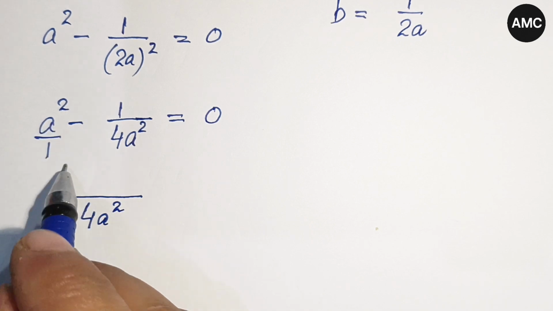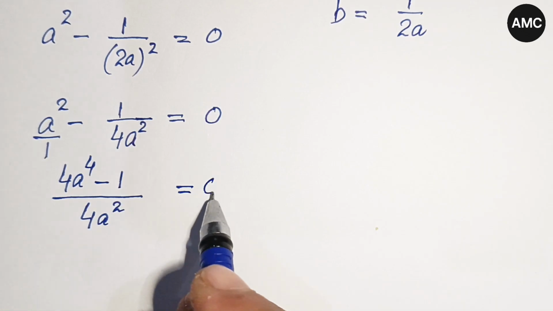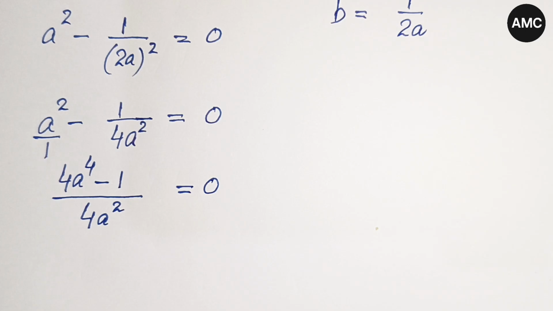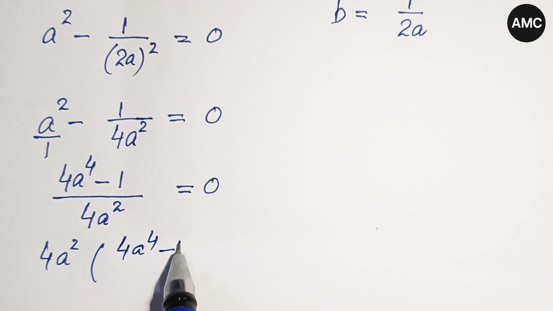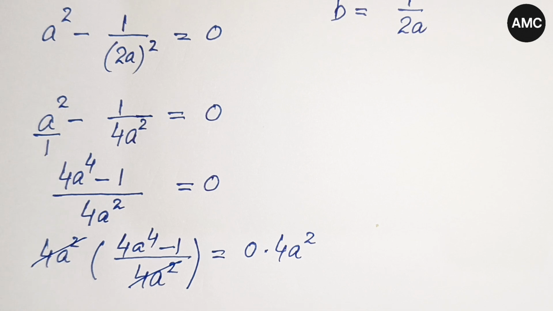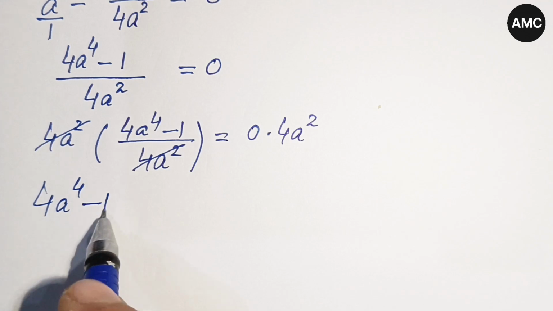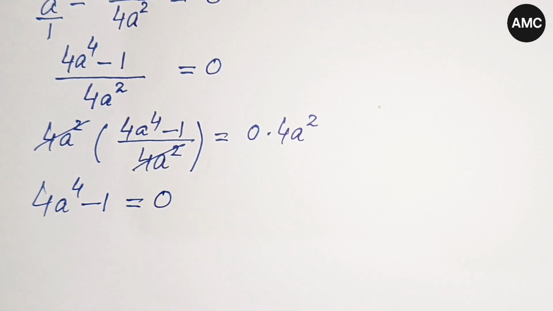So 4a squared times a squared, we get 4a to the power 4 minus, here we get 1, that is equal to 0. Now if we multiply 4a squared on both hand sides, 4a squared times 4a to the power 4 minus 1 all over 4a squared is equal to 0 times 4a squared. So this 4a squared is cancelled out with 4a squared. We get 4a to the power 4 minus 1 is equal to, here we have 0.